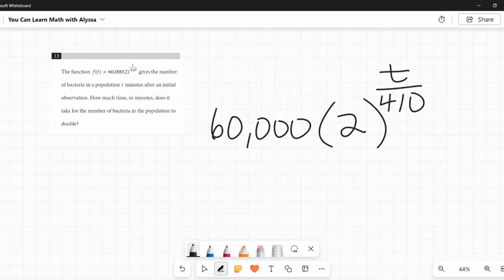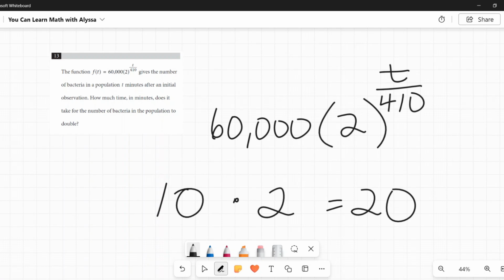So we want this to be doubled. How long does it take for it to double? When we say double, what are we doing if we're multiplying? If I said I started with 10 bacteria and it doubled, I would have multiplied by 2, right? And we've gotten to 20 bacteria. So I want to be taking this initial number of 60,000 bacteria and multiplying by 2. So what they're asking really is, what number could I put in for t so that after I do this math, I just get 2?